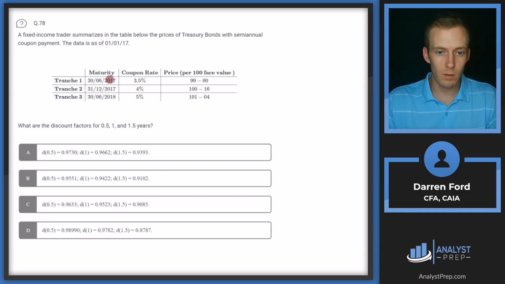And so we glossed over these dates here, but our data is as of 01/01/17, and we can see this bond matures halfway through the year. This bond matures at the end of the year, and this one matures in a year and a half. So this is going to be our 0.5. We're going to use this bond here to calculate our 0.5 discount factor, which is what we're looking at. And then our 1 year discount factor will be tranche 2, and then our 1.5 year discount factor is going to be tranche 3.